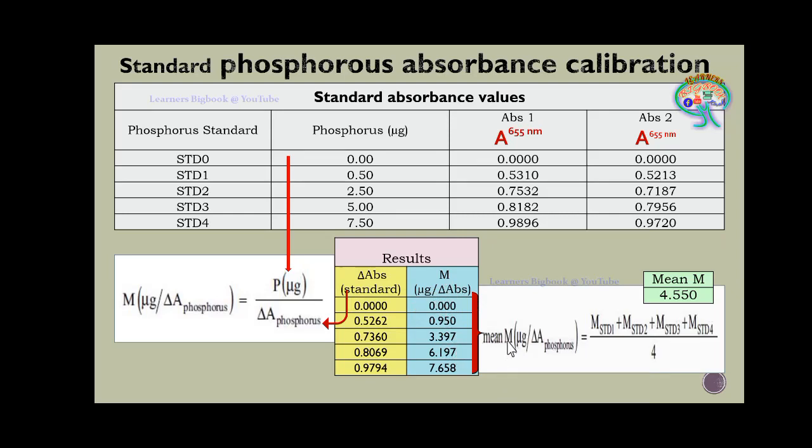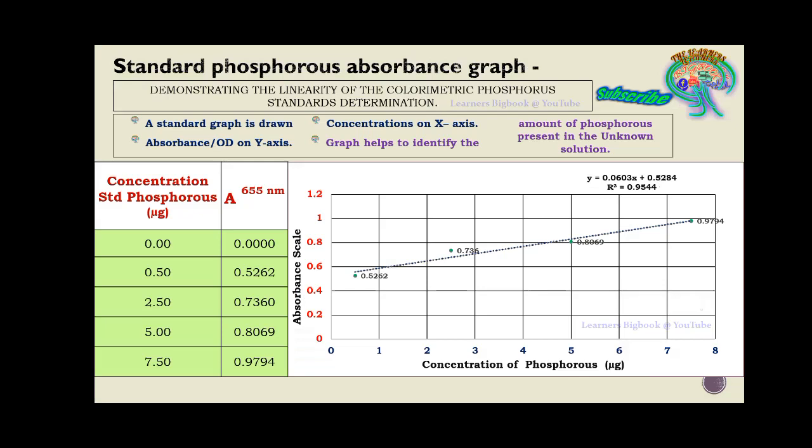That will be m, that is the mean, and further the mean of the m will be calculated, which will be in microgram per delta A. The absorbance of the phosphorus will be taken, an arithmetic mean will be done, and whatever mean m we get out of this will be 4.550. This will be used in the further calculation of the phosphorus and phytic acid.